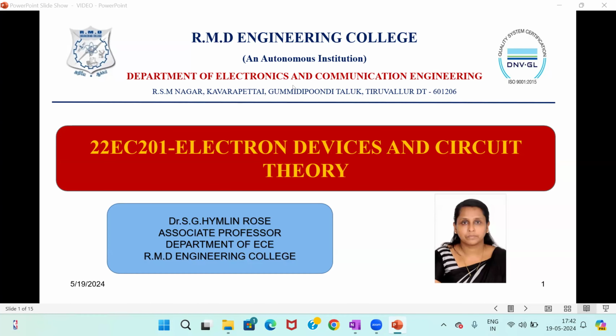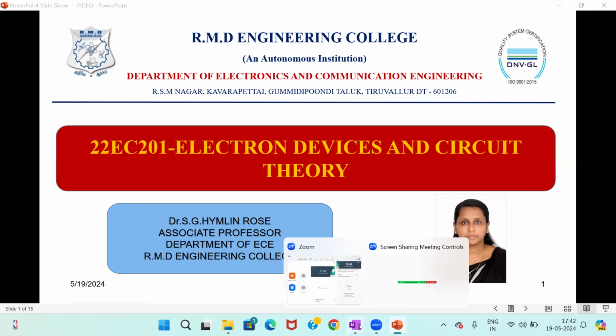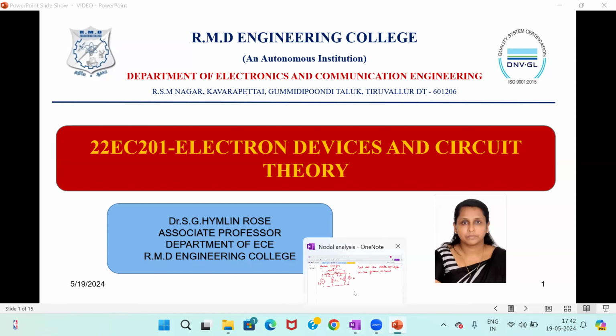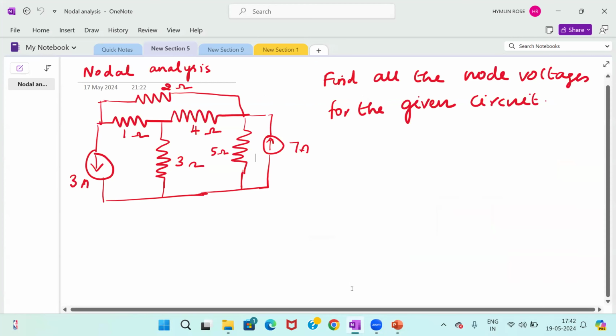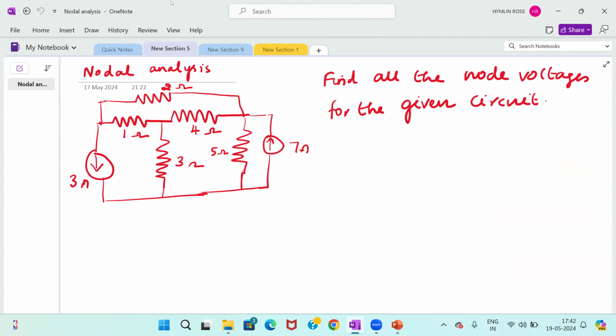Morning, students. Today we will discuss a problem on nodal analysis in the subject Electron Devices and Circuit Theory. In nodal analysis, we will be applying Kirchhoff's current law. So this is the question: find all the nodal voltages for the given circuit. First, we mark out all the branch currents.